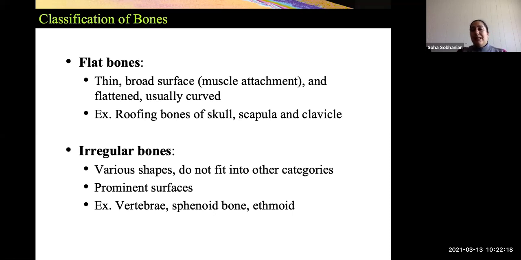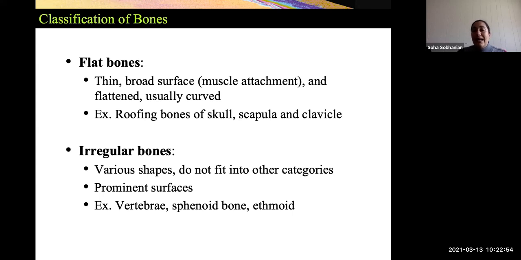Look at the bones that I have provided for you as examples of flat bones. The roofing bones of the skull, which we identify as your parietal bone and the frontal bone, have that beautiful curvature of the skull. Scapula: when you look at the scapula from the side, it has a curvature to it. That's the curvature we're talking about, and it's relatively flattened or thin. Clavicle: the bone we have here again has curvature and is relatively thin, which means it's easy to break.